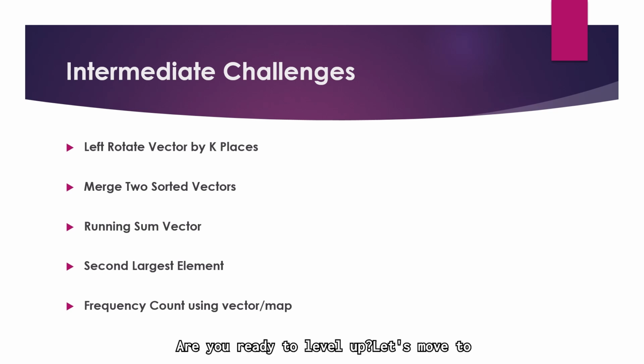Are you ready to level up? Let's move to intermediate challenges. First, try rotating a vector to the left by k places. Do it manually without building rotation functions at first. Then merge two sorted vectors into one sorted, of course. Don't forget to handle edge cases like unequal sizes or empty inputs. Next, compute a running sum where each element becomes the sum of itself and all previous elements. This is a great test of accumulation and loop control. The second largest element problem is a common interview favorite. Can you find it in one pass?